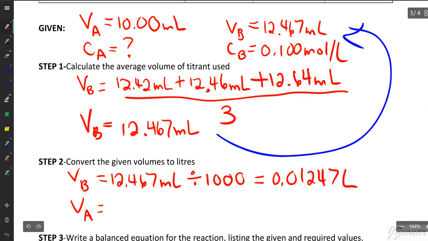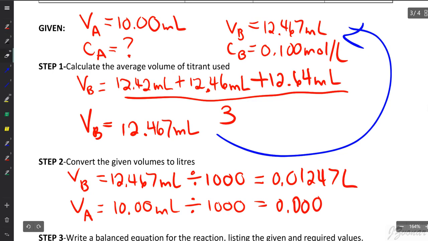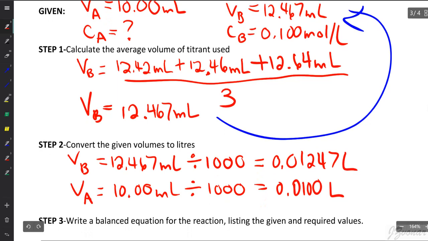And my volume of my acid is going to be my 10 mL, which I'm going to divide by 1,000, because in 1 liter I have 1,000 milliliters. Sorry, I didn't do that one. It's 0.1 liters. All right, so we've got those converted to liters.